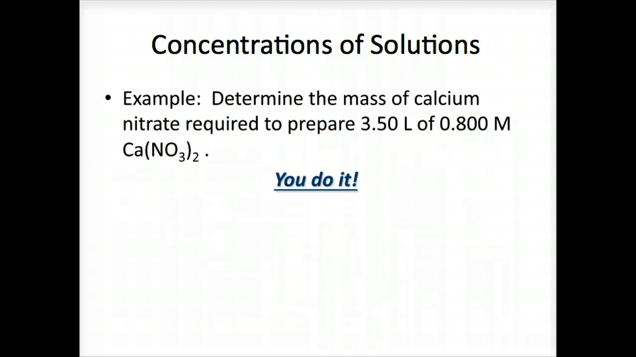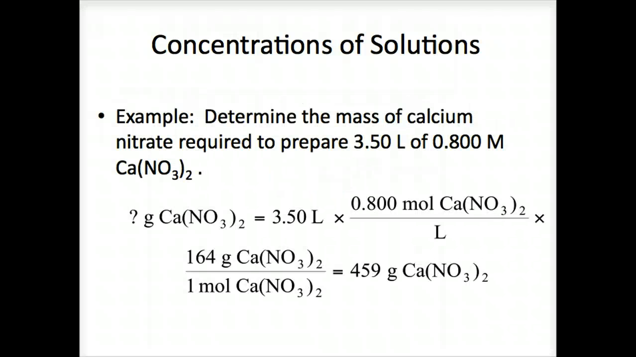So do the same thing for this. Determine the mass of calcium nitrate that is required to prepare 3.5 liters of 0.8 molar calcium nitrate. I'll give you a few seconds to do that problem. Or pause at this point and work out the problem. Okay, hopefully you took some time to work out the problem, but here's the answer.